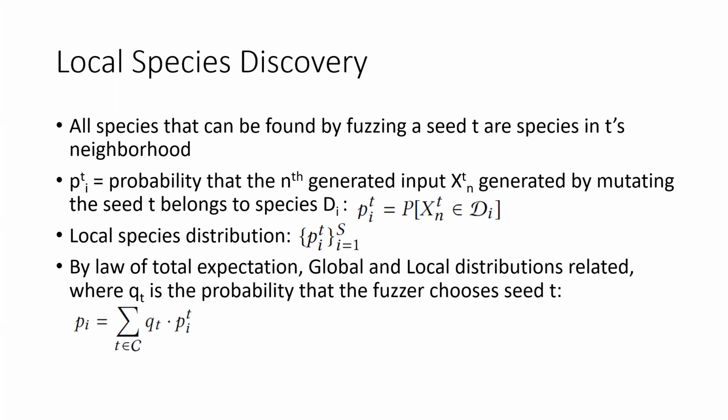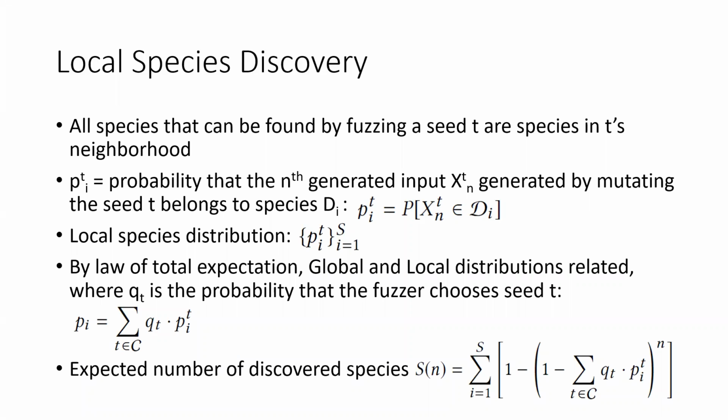By the law of total expectation, the global and local distributions are related, where QT is the probability that the fuzzer chooses seed T. C over here is what they call the corpus of seeds, which is basically just the whole pool of seeds. So now if you substitute this PI with this formula into the previous expectation Sn, then you will get this formula.